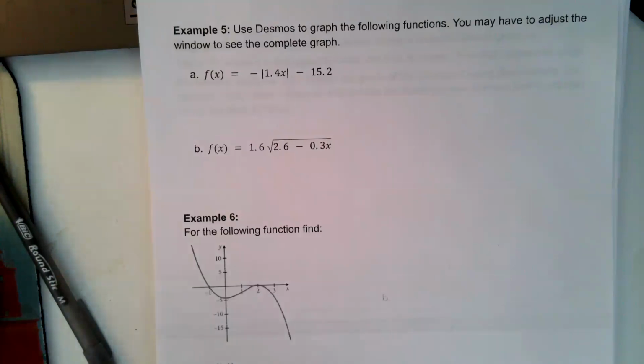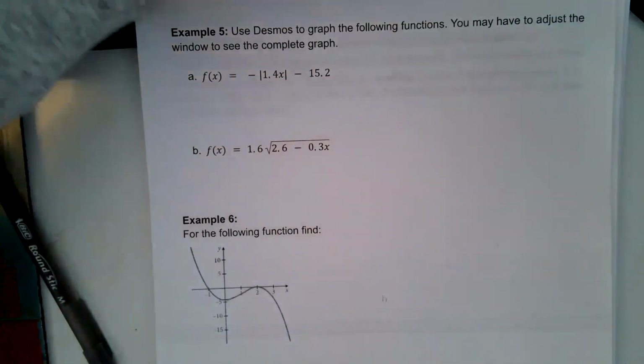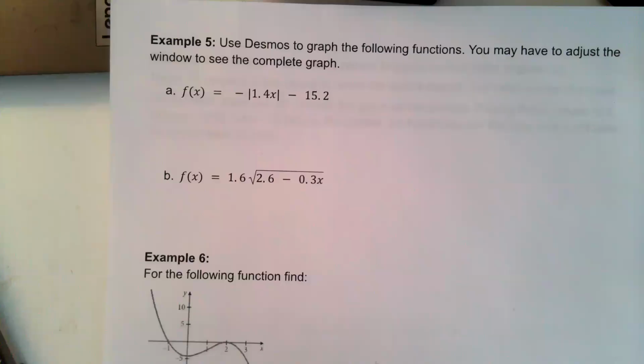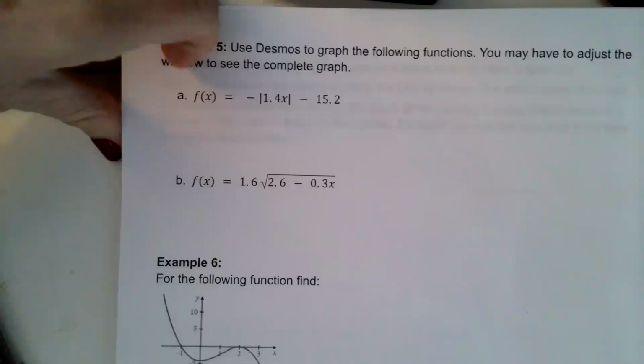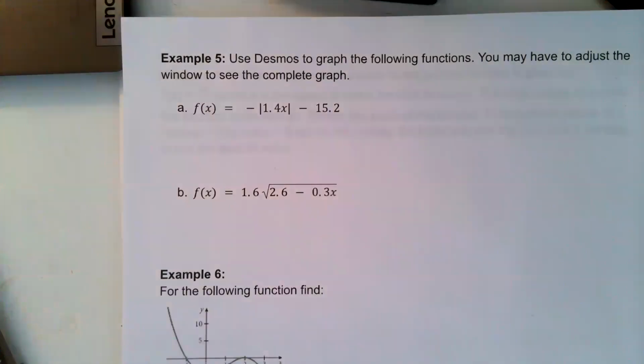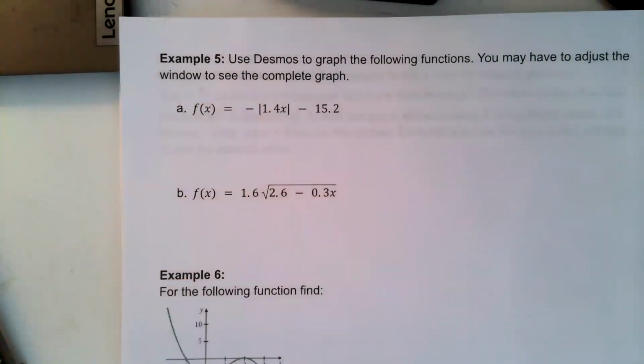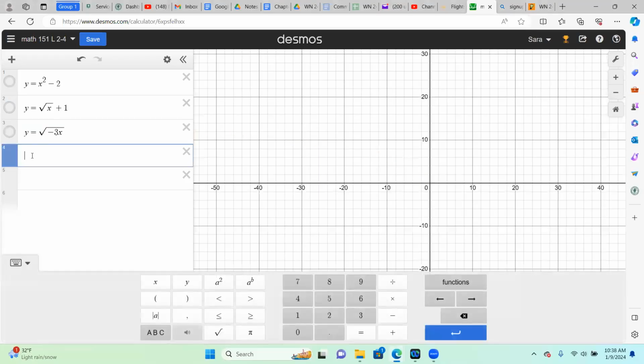Okay. Let's look here at example 5. It says use Desmos to graph the following functions. You may have to adjust window to see them complete. So let's just graph them so we can get some practice in Desmos. This one is an absolute value bar, and this one is the square root. So I'm going to turn that off.